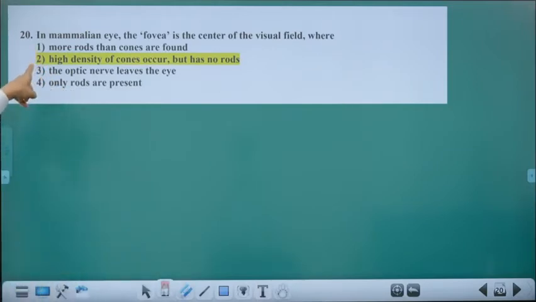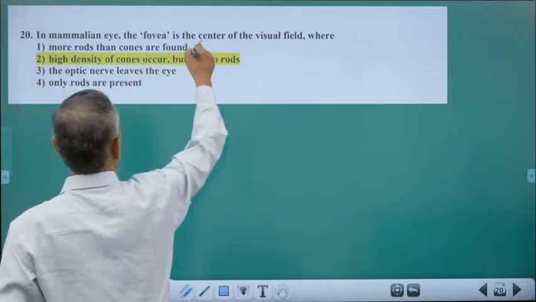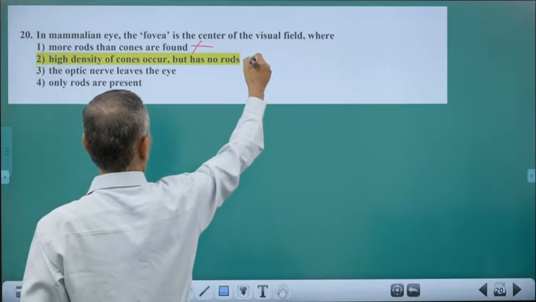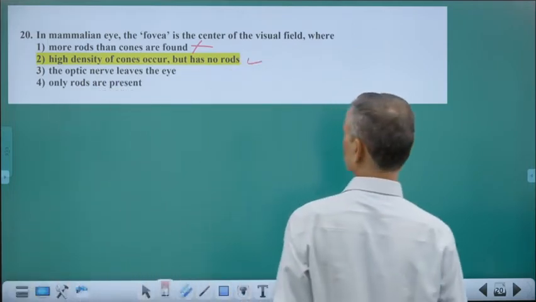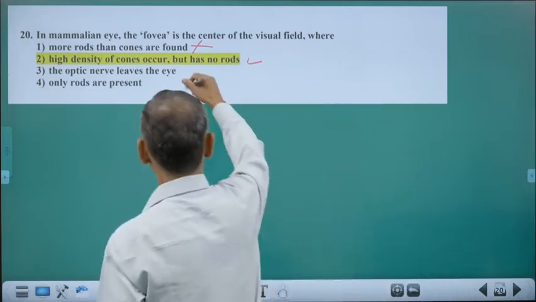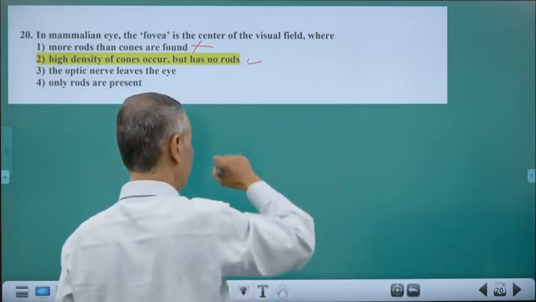In the mammalian eye, the fovea is the central point of the visual field, the central point of the macula lutea, the yellow spot, where there is a high density of cones and no rods at all, only cones, giving high acuity. Where the optic nerve leaves the eye, that is the blind spot.